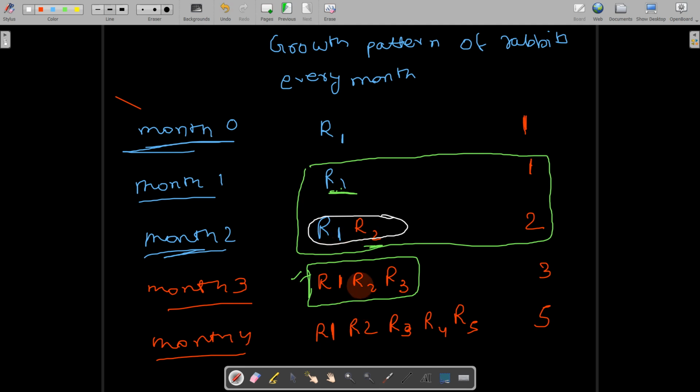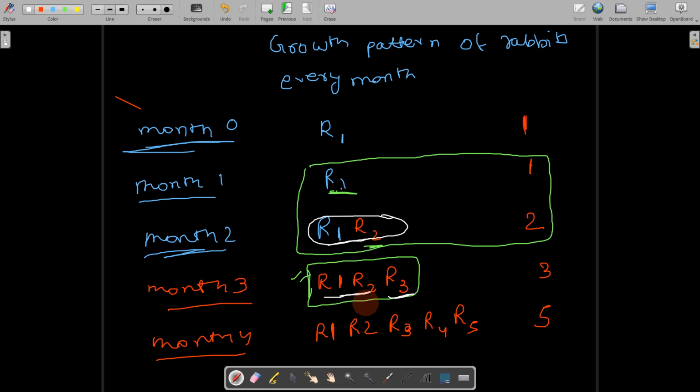So R1 and R2 will have to be added twice. I know R1, R2 is present at month 2 as well as at month 3. So if we add these two, R1, R2 and R1, R2's offspring are added. But the pair that is present only 1 month before month 4 will not reproduce. They are not old enough, right? So 1, 2, 3, 4, 5.